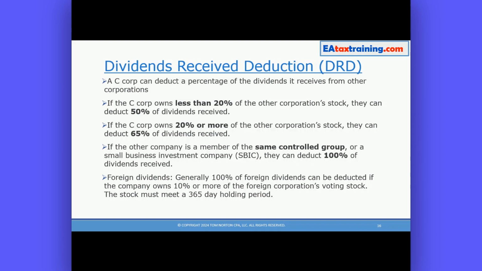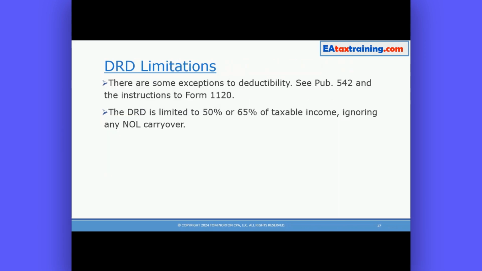If the other company is a member of the same controlled group as the C Corp, then they can deduct 100% of the dividends received. And we will talk about what a controlled group is later in this video. And for foreign dividends, if the corporation owns 10% or more of the foreign corporation's voting stock, then they can generally deduct 100% of the foreign dividends that they receive. However, that stock must have been held for at least 365 days in order for that foreign dividend deduction to be effective. There are some limitations on the dividends received deduction.